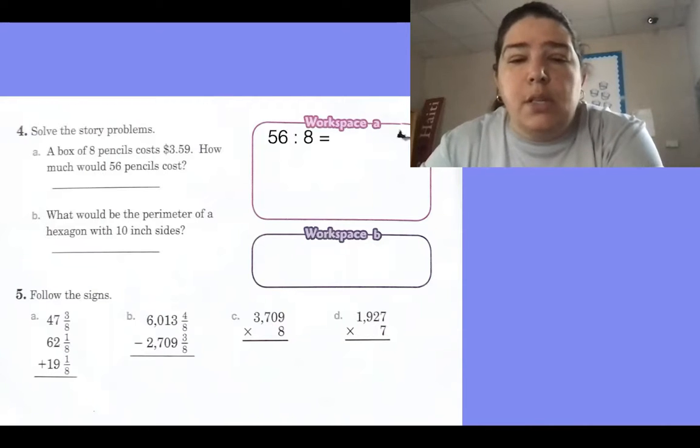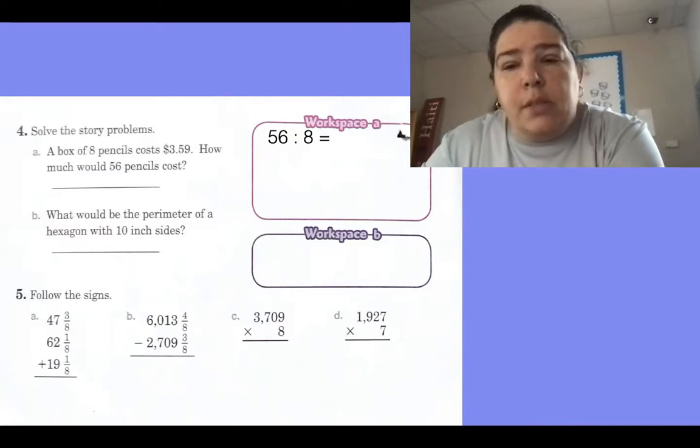But I need to know how many boxes I would need to buy in order to get 56 pencils. So I take 56 and I divide it by 8, because there's 8 pencils in each box. So what is 56 divided by 8, boys and girls? Good, 7. Okay, now we know that we need 7 boxes.